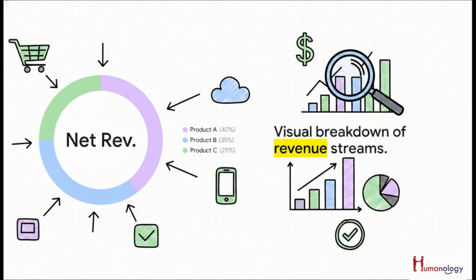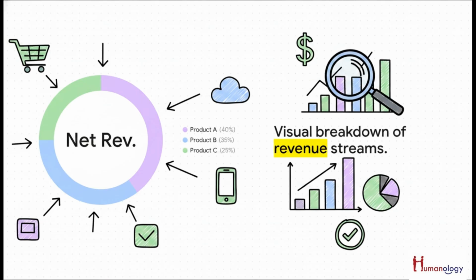Now, of course, a single massive number doesn't exactly tell the whole story, does it? A visual breakdown of your net revenue streams lets you instantly grasp where your ROI is actually coming from. It's like looking at the pieces of a giant puzzle. Is one specific product line doing all the heavy lifting? Is another one just completely underperforming?